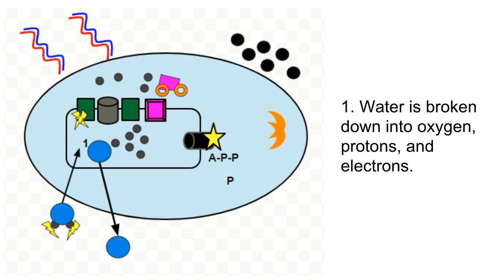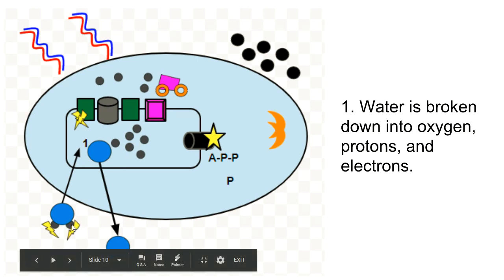It's going to be broken down into oxygen, which is going to leave, protons, which will stay in the thylakoid, and electrons, which will get transferred to that first chlorophyll right here. And again, the electrons are meant to be the lightning bolts, and the protons are the little dots here. Protons are sometimes called hydrogen ions because together the electron and the proton here makes hydrogen, so it's H2O.